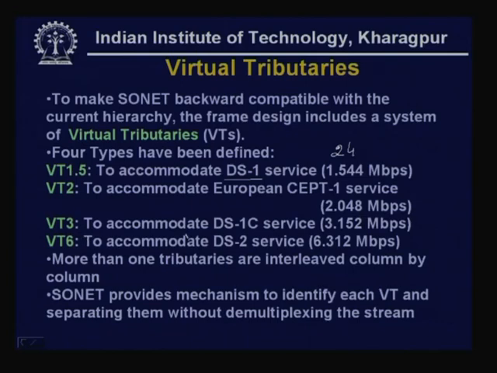VT3 can accommodate one DS1C service having bandwidth of 3.154 megabits per second. VT6 can accommodate DS2 service, 6.312 megabits per second, and more than one tributaries can be overlapped column by column, and SONET provides the mechanism to identify each virtual tributary and separating them without demultiplexing the stream.